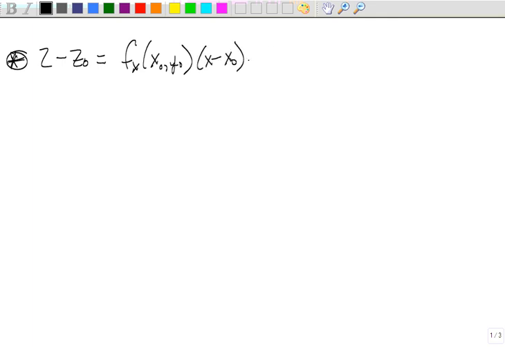So substituting those back in, we get this equation, that's a star: z minus z0 equals the first partial of f with respect to x at (x0, y0) times (x minus x0), plus the first partial of f with respect to y at the point times (y minus y0).